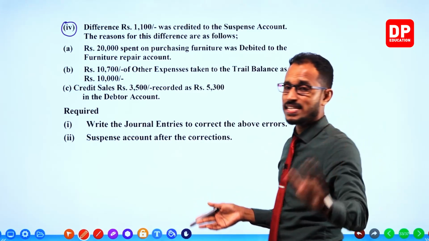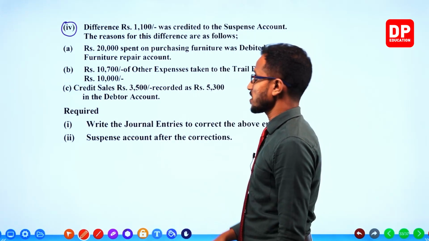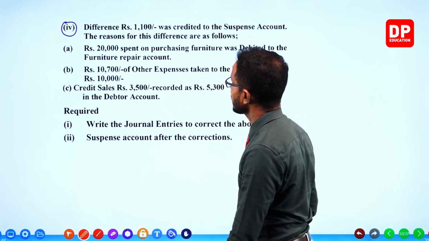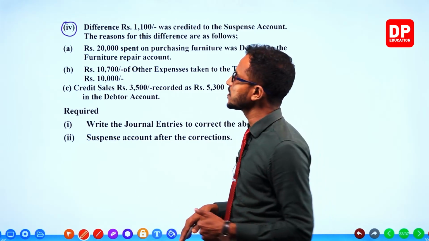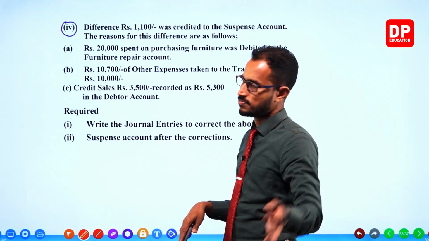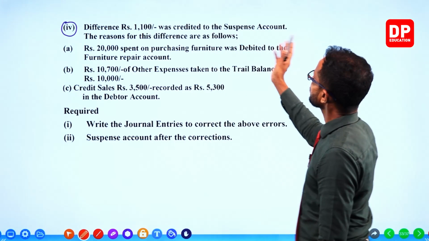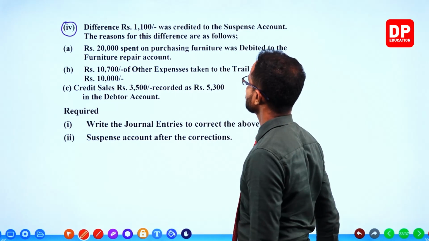It says prepared the trial balance, nothing else is there. Just the difference of the trial balance credited to the suspense account. Okay, if you want it that way, you'll do it that way. For us also easy, no? Nothing to process, nobody's business. We don't know whose business. Was credited to the suspense account, okay. The reasons for this difference are as follows.